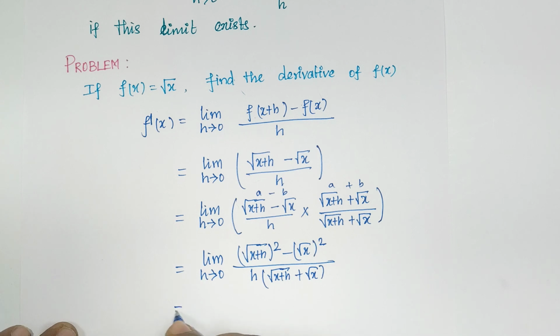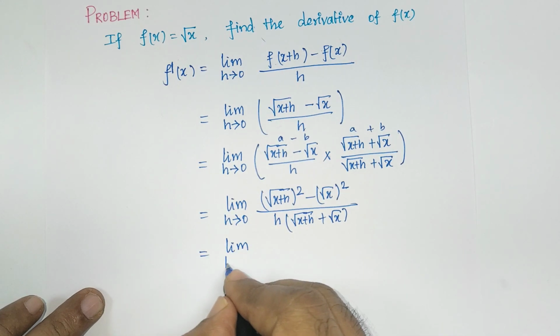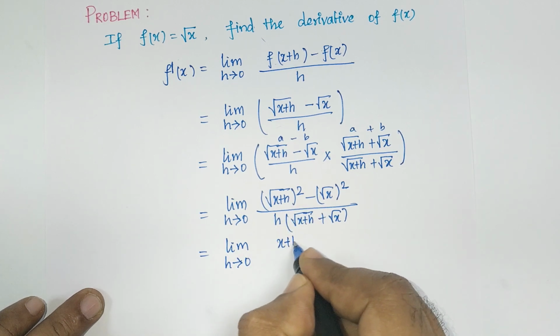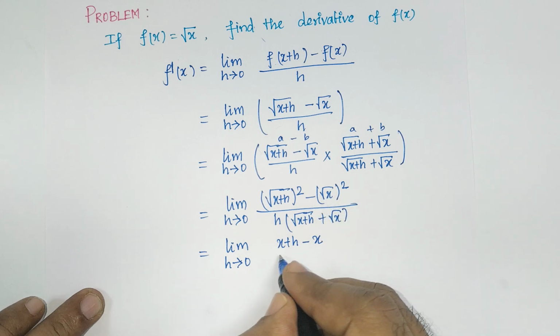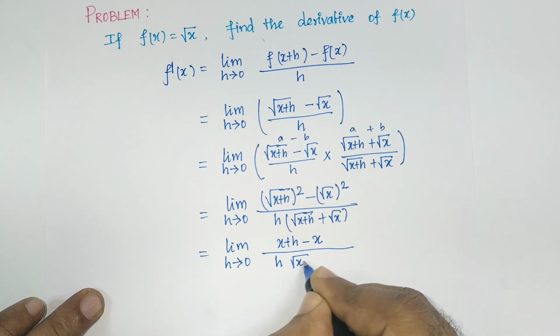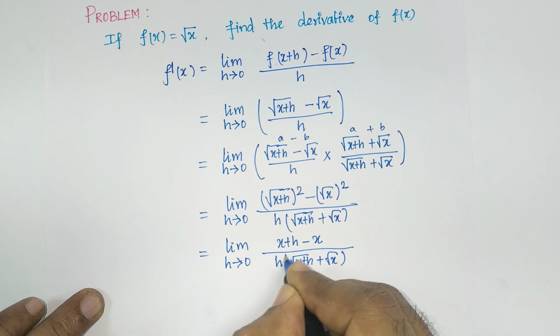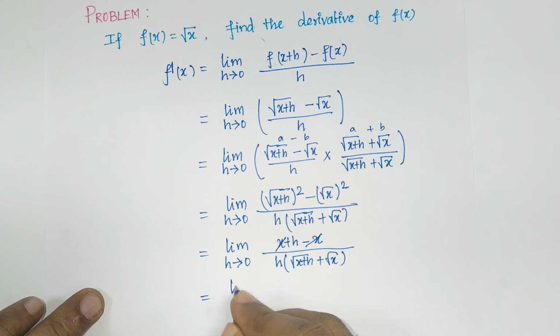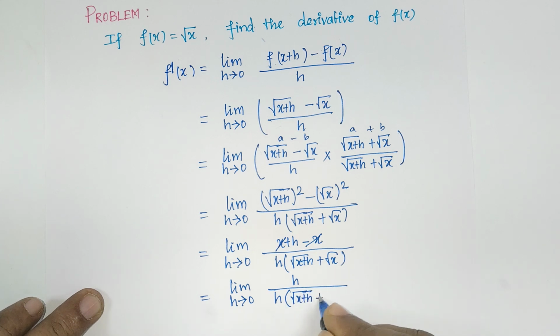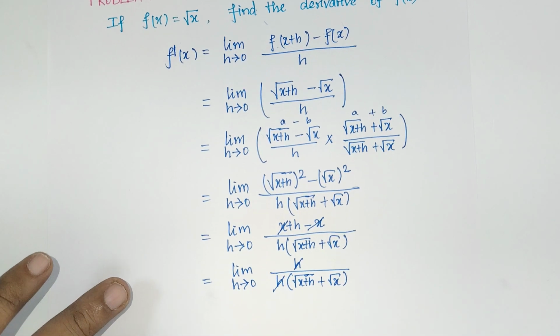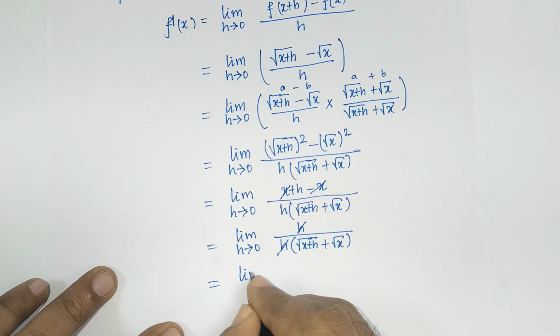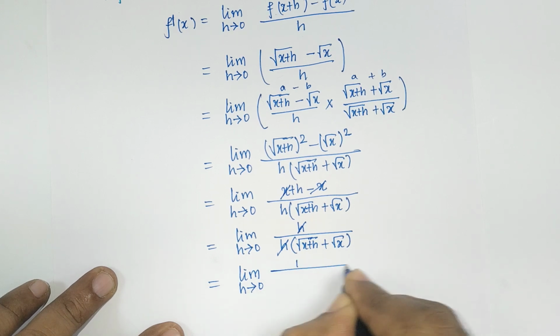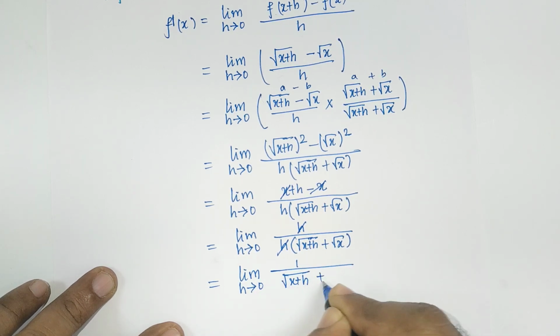Okay, I'll write limit h tends to 0. Square the term, I'll get x plus h minus x, root will cancel, divided by h of root x plus h plus root x. Okay, here plus x minus x cancel, we'll write limit h tends to 0 h divided by h of root x plus h plus root x. Okay, now I can cancel this h, numerator and denominator both. So now I'll write limit h tends to 0 1 divided by root x plus h plus root x.